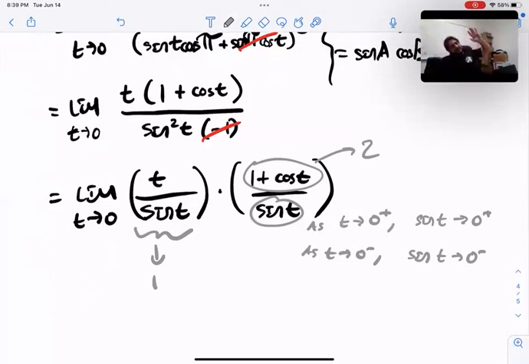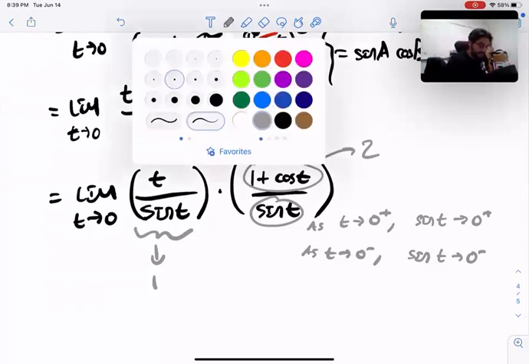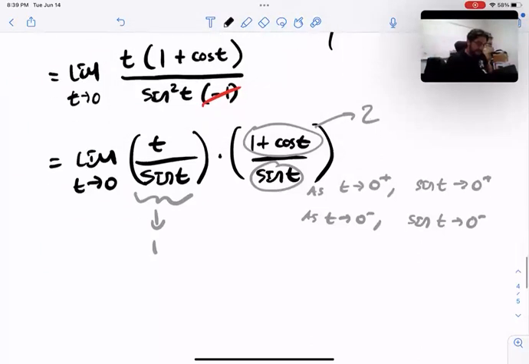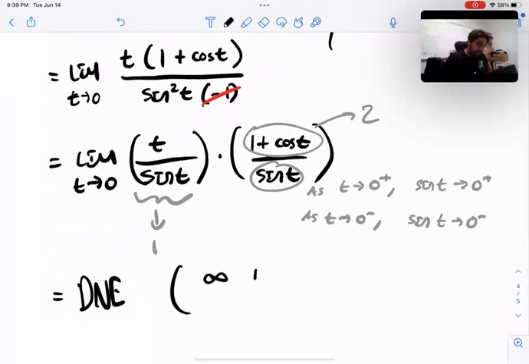The t over sine t is just approaching 1. The second factor looks like 2 over a tiny positive number from the right and 2 over a tiny negative number from the left. So this limit will not exist, right? Because it's essentially going to infinity from the right and negative infinity from the left.